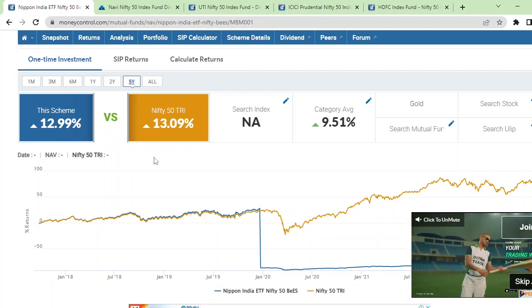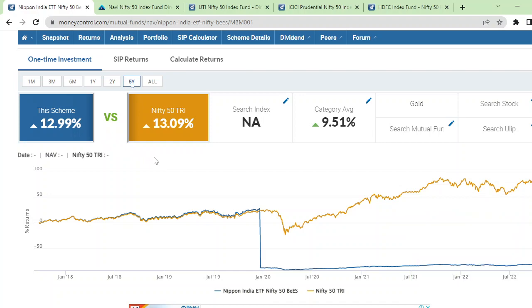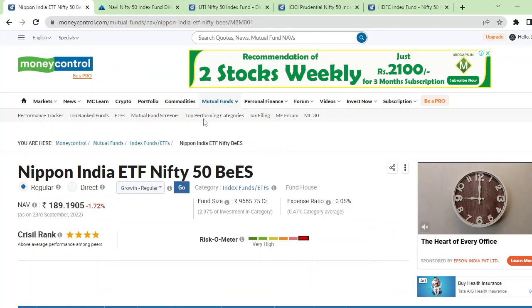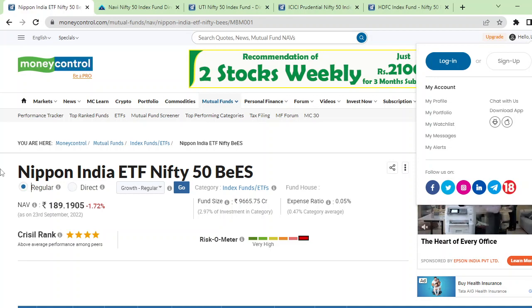It is 0.1%, which is very less. Due to that, this particular fund, we normally rank it as rank 1. So as per me, the first Nifty BeES fund where you can invest your money is Nippon India Nifty BeES.